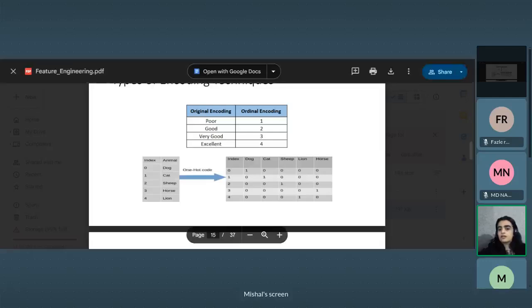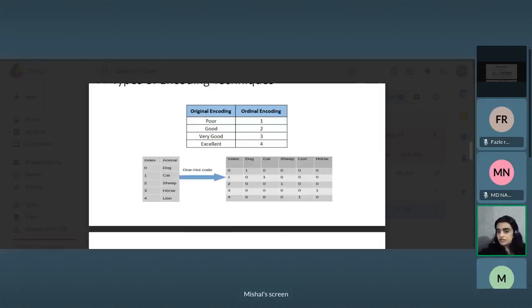Now here we have cat. So just for cat, we will say it as 1, and for all other columns, we will consider it as 0. So that's how we are converting this information into numbers, but there is no such order like one is better than other, or some sort of hierarchy, but still we are able to capture it.